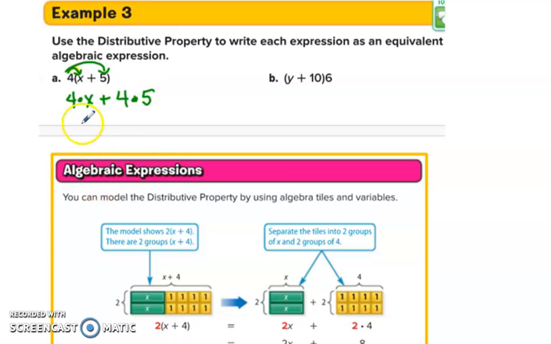So we can clean this. Now, notice that this plus kind of separates these two things. That's why I always talk about one side and the other side. This is all multiplication here. So we'll go ahead and clean that up. It's just 4x plus, and then we've got the 4 times 5, which is 20. And that is beautiful right there.